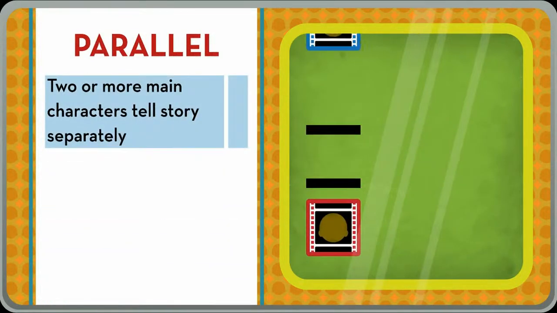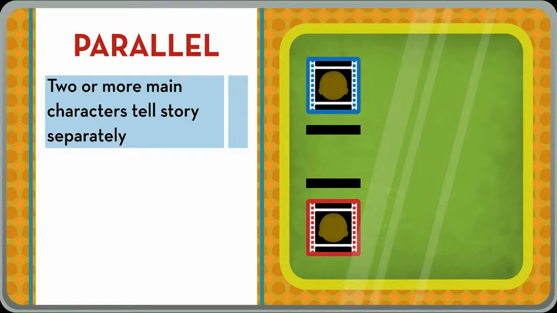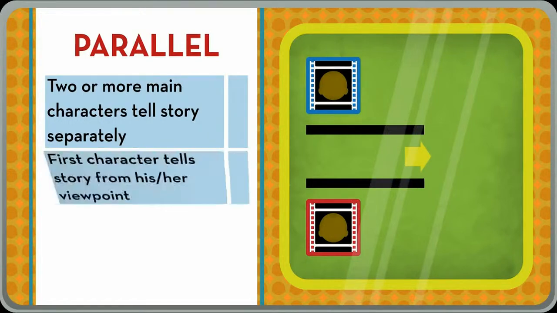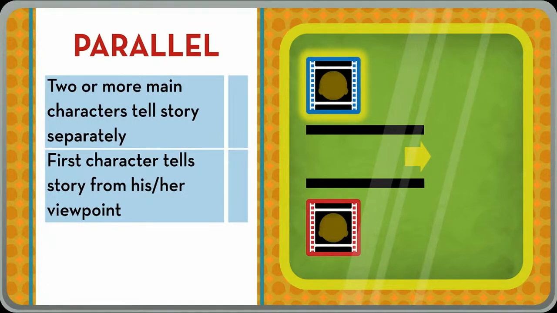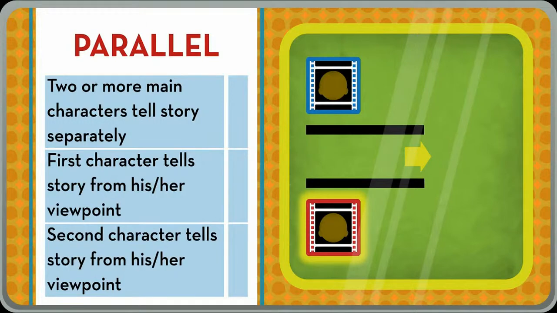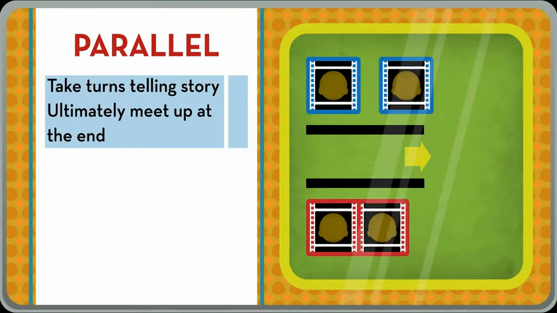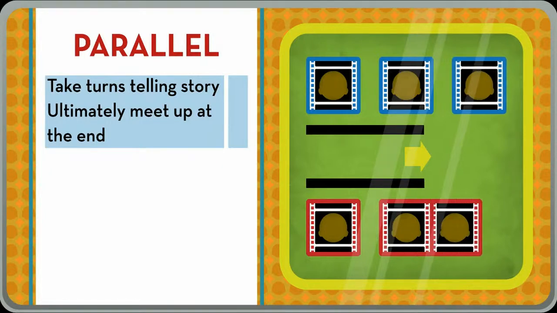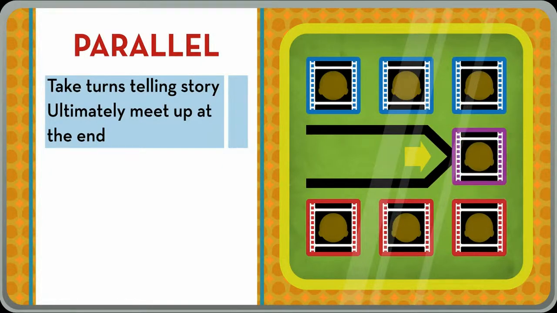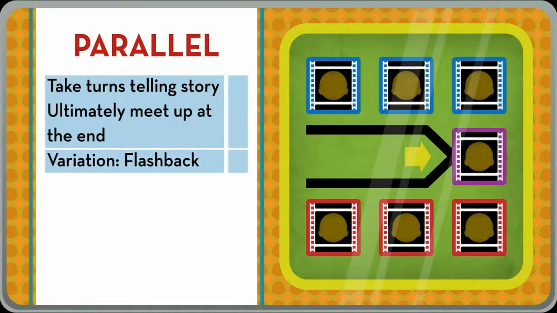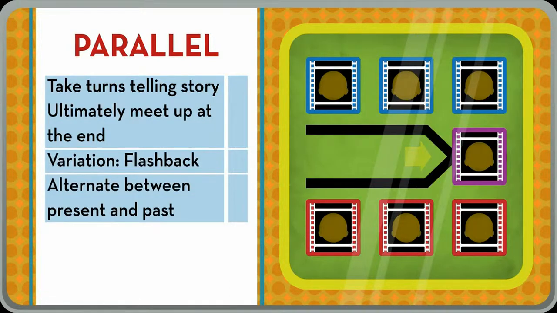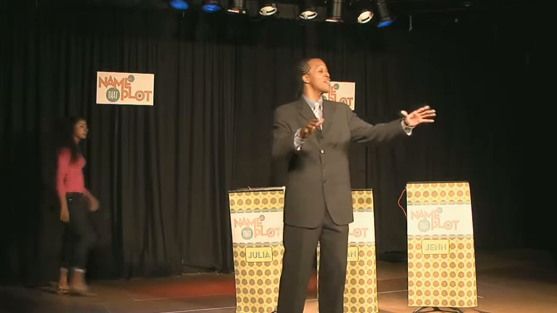When there are at least two main characters that have individual stories to tell, the author may choose the parallel plot structure. The first character tells the story from his or her viewpoint in the first section, and then the second character tells the story from his or her viewpoint in the next section, alternating from one character's perspective to the other, until they ultimately meet up at the end. A variation of this is when the action of the story is presented as a flashback, alternating between the present and the past.